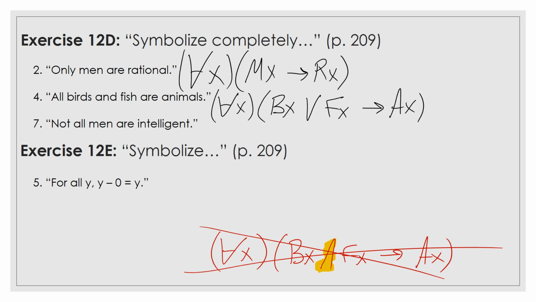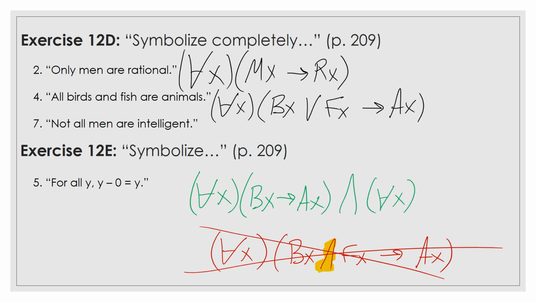Alternatively, we could say something like for all x, if x is a bird, then x is an animal, and for all x, if x is a fish, then x is an animal. This also would work, but I think this version is preferable in terms of inferences and deductions. That will be more helpful than this statement in general.